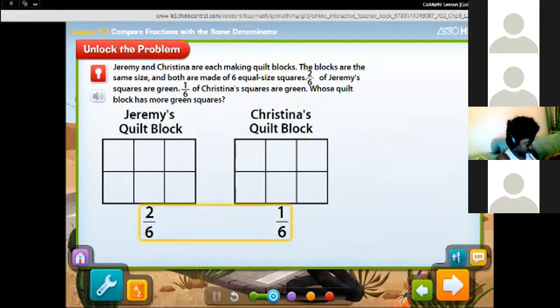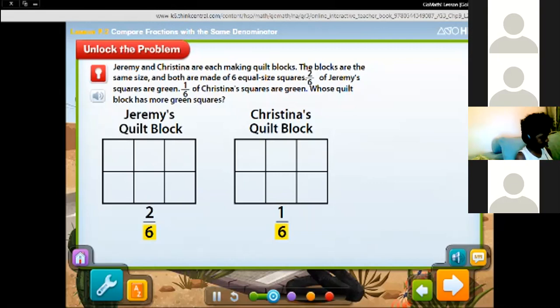Osama, 1/6 and 2/6. What is the denominator of the first one and the denominator of the second one? First denominator is 6. I ask you about the denominator. What is the denominator? The number in the bottom. 6. And what is the denominator of the second fraction? 6 as well. So we have the same denominator? Yeah. Right. So we have to compare the two numerators. Which numerator is bigger, 2 or 1? 2. Of course, 2.